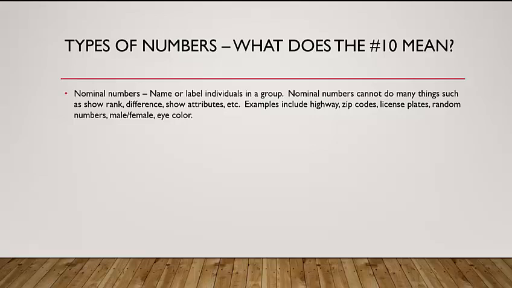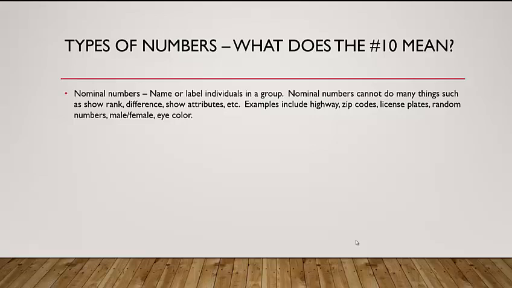So there are 4 types of numbers that we'll refer to. The first one is nominal numbers. When we just say 10, that's a nominal number. In this sense, it's just a name or a label that we can add to an individual or group. Nominal numbers are limited in what they can do. For example, they don't show rank. Nominal numbers don't show any differences among things.